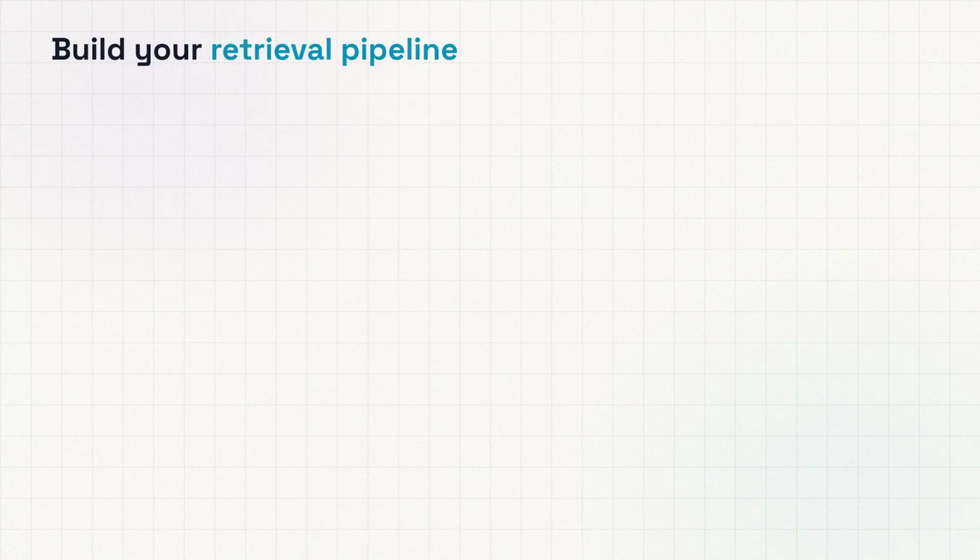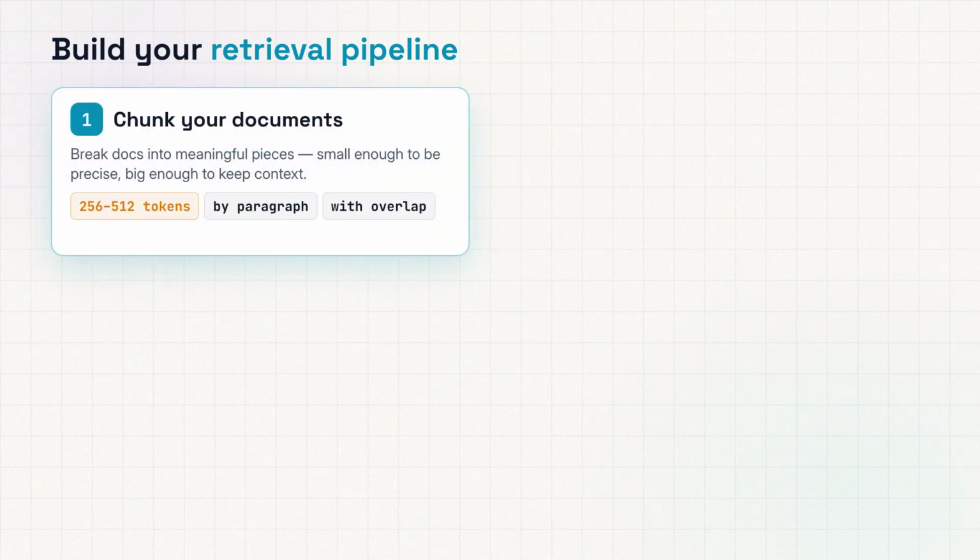So how do you actually build one of these yourself? Here's the no fluff playbook, 4 steps. Step 1, chunk your documents. You can't just dump a whole PDF into a vector store. Break it into bite-sized pieces, around 256 to 512 tokens, small enough to be sharp, big enough to keep context.